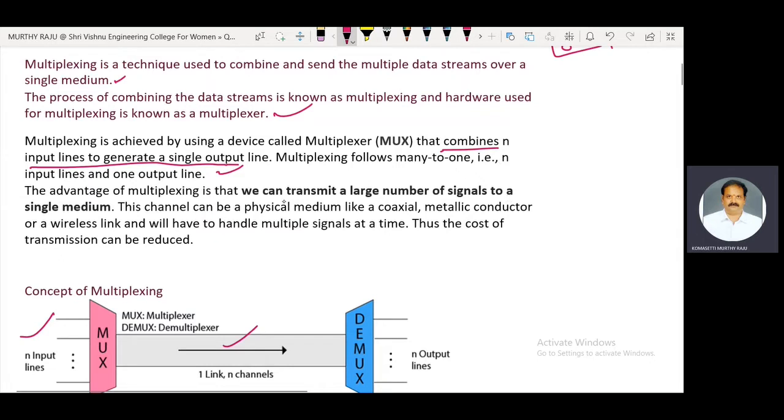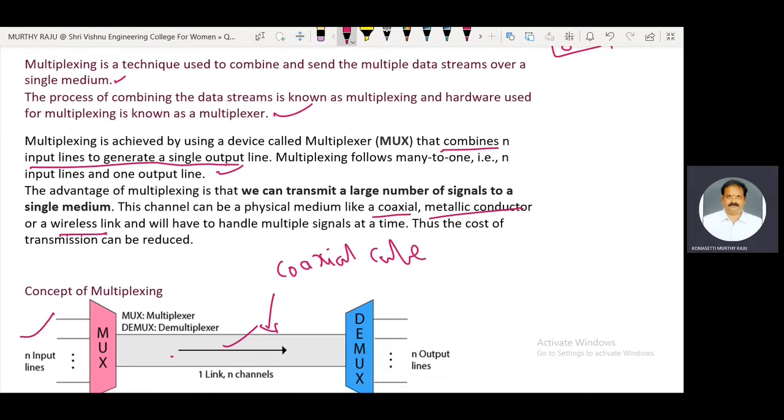The advantage of multiplexing is that we can transmit a large number of signals over a single medium. This channel can be a physical medium like a coaxial cable or metallic conductor, or a wireless link, and we can handle multiple signals at a time. The cost of transmission can be reduced. Wireless links are also sometimes used as a channel to send information from one point to another.